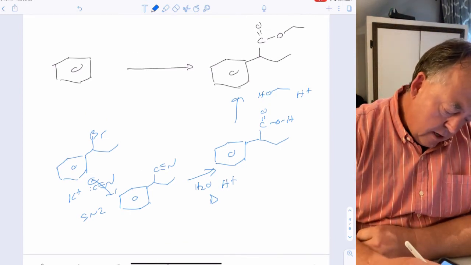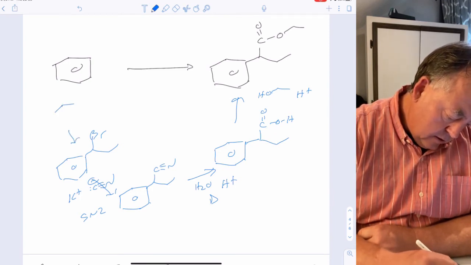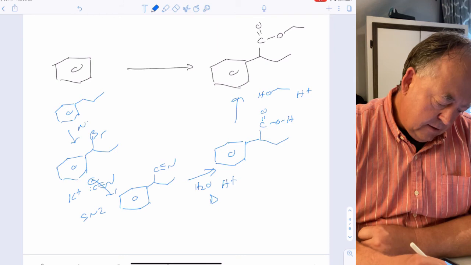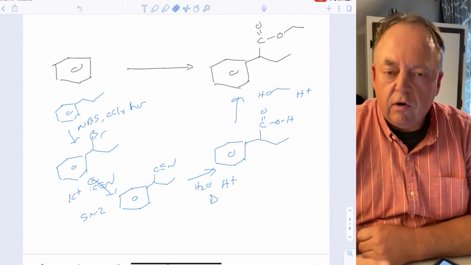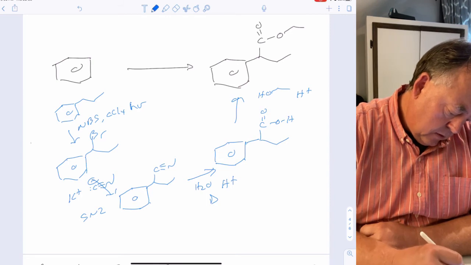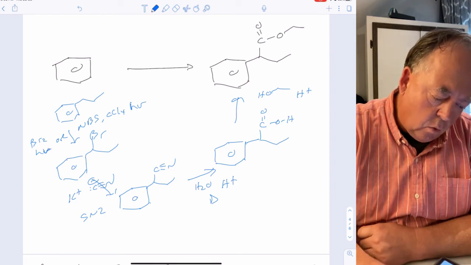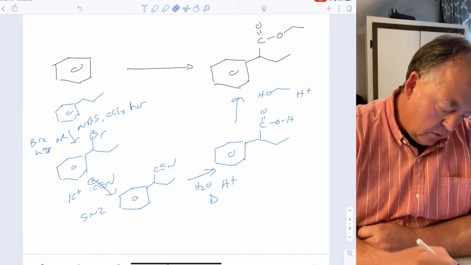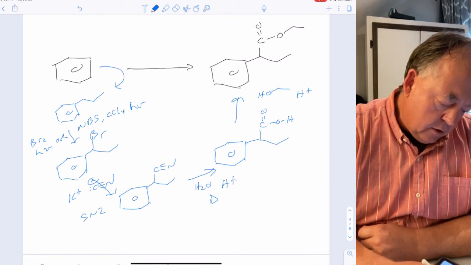How could we get the bromine there? Well, if we had propylbenzene, we could do NBS, CCl4, in light or heat and do a free radical bromination, right? Or we could do Br2. Either one is fine. You don't have to show both, you just have to show one sequence of reactions that work. And then how could we make propylbenzene from benzene? Well, we could do a Friedel.